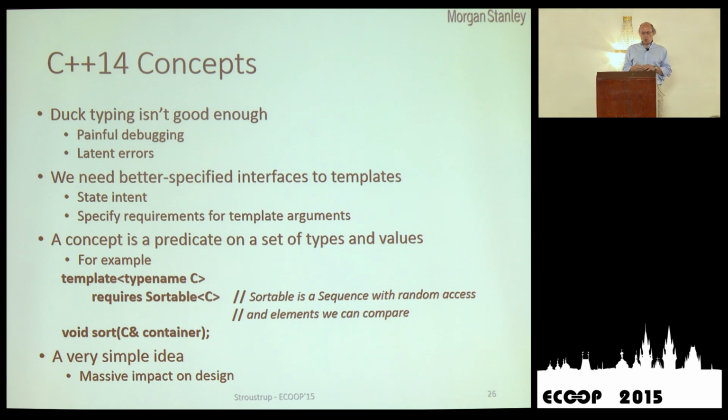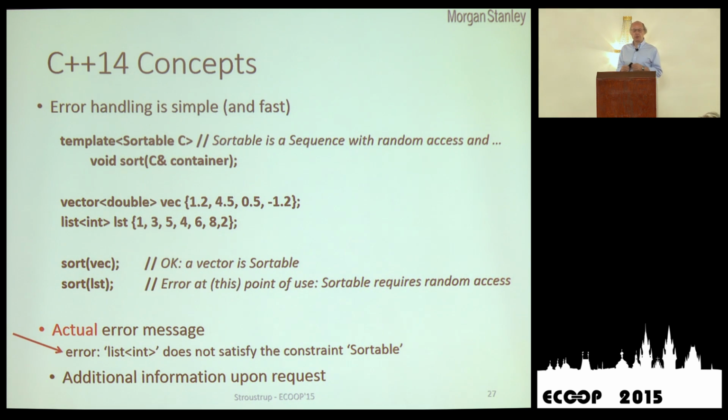So basically, I want to be able to say that I have a type named T, and I require it to be sortable because I'm going to use it for a sort function for a container. Sortable has a definition. Again, you can go to the standard and see what it is. It has to be a sequence. It has to have random access, and it has to be elements that you can compare with less than, or a criteria you give it. So very simple idea, but massive impact.